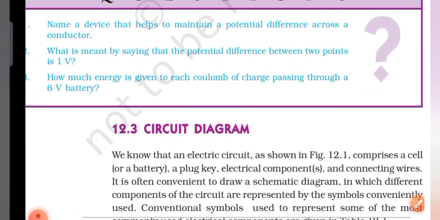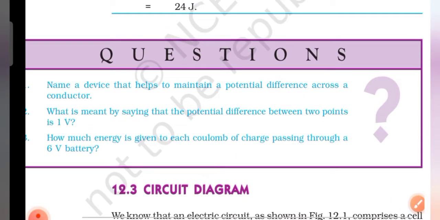Now next question is, how much energy is given to each coulomb of charge passing through a 6 volt battery? Energy required will be 6 joule, because each unit of charge needs 1 joule of work, and this also I've told just now.